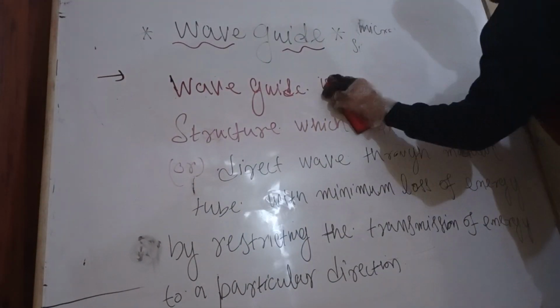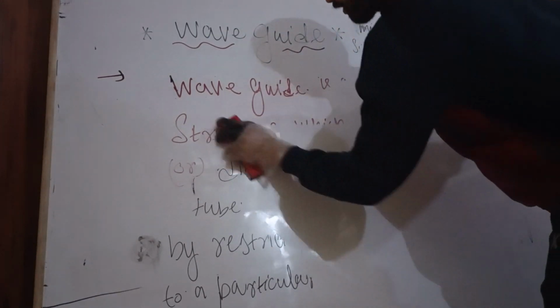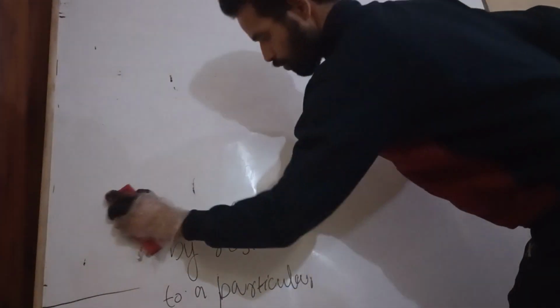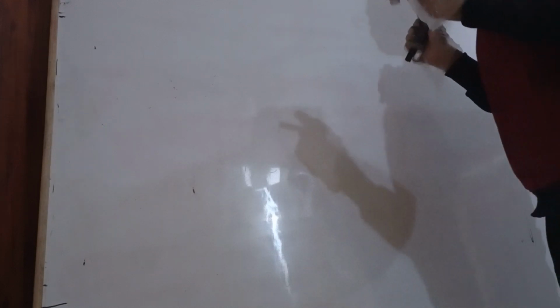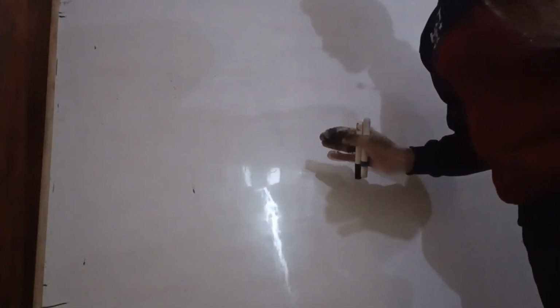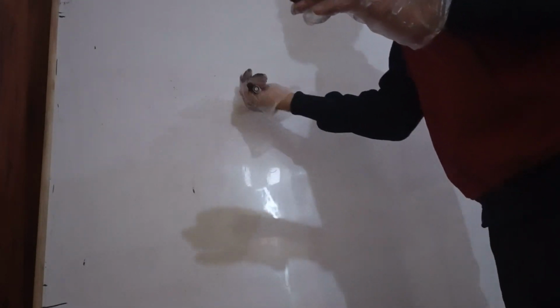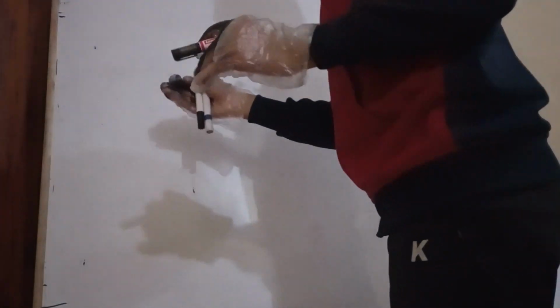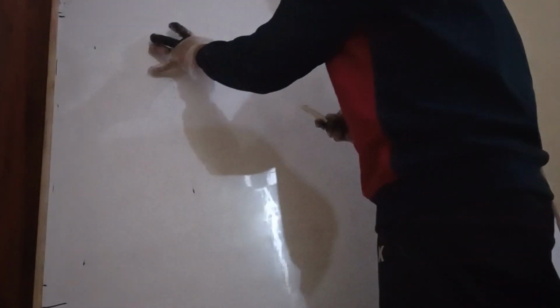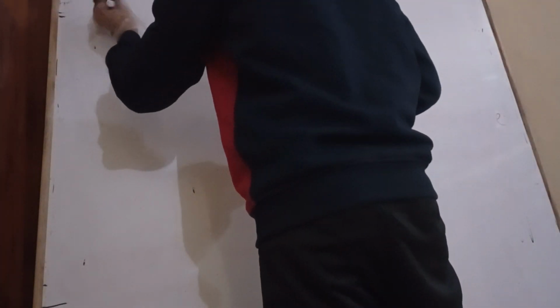Now we will see how many types of waveguide there are. In day to day life, we generally use rectangular waveguide and circular waveguide. There are also other types like elliptical waveguide, single ridge waveguide, and double ridge waveguide. But generally we use two types, rectangular waveguide and circular waveguide. Here we want to discuss circular waveguide.